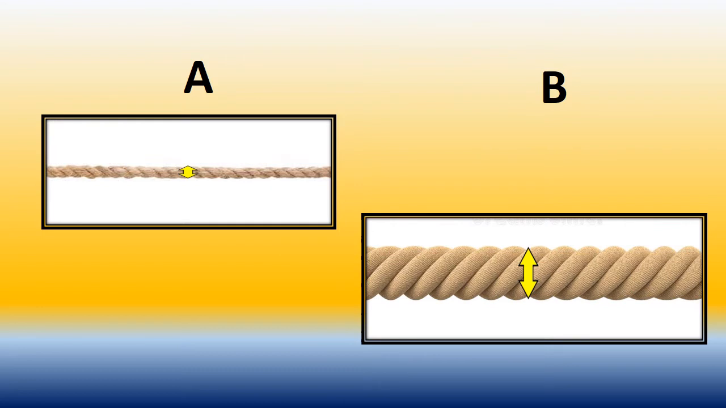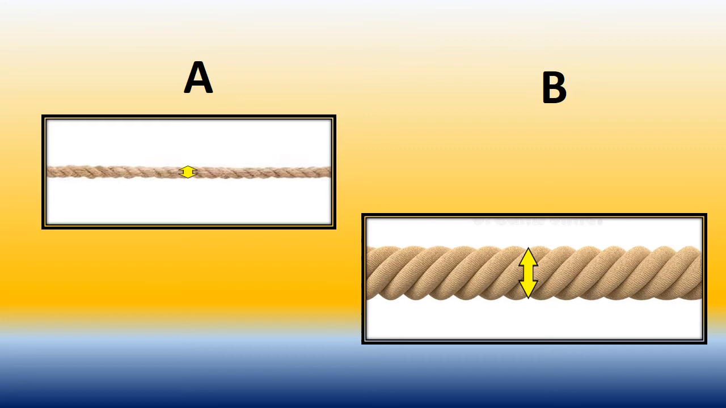Now, what do we have here? We have the pictures of two ropes. The width of the rope in picture A is less than the width of the rope in picture B. Therefore, the rope in picture A is thinner than the rope in picture B. We can also say that the width of the rope in picture B is more than the width of the rope in picture A. Therefore, the rope in picture B is thicker than the rope in picture A.